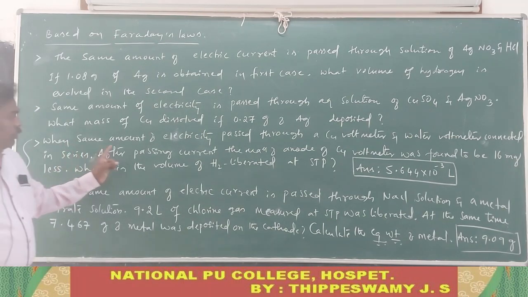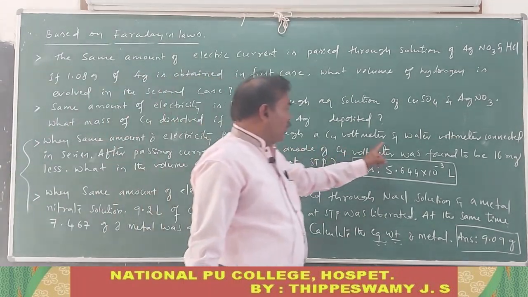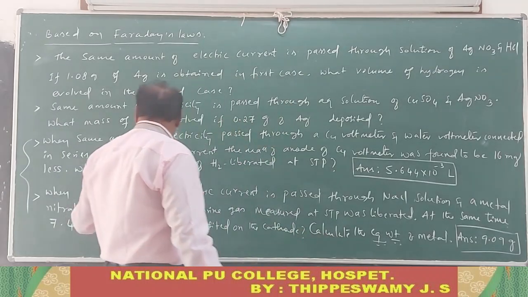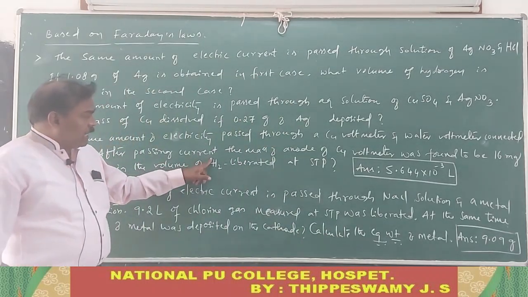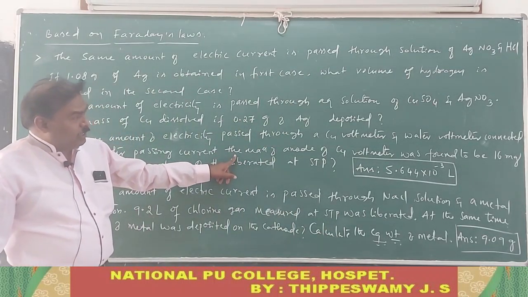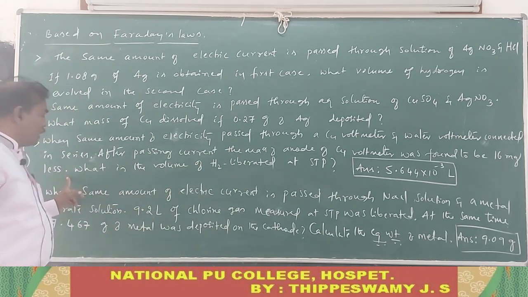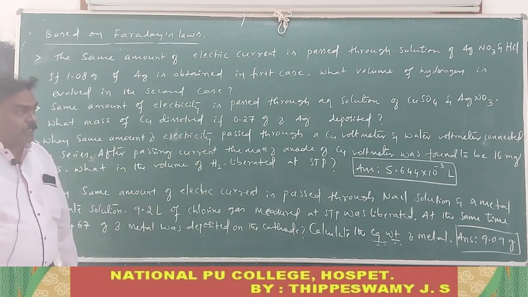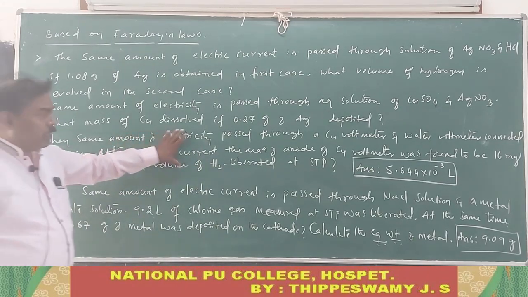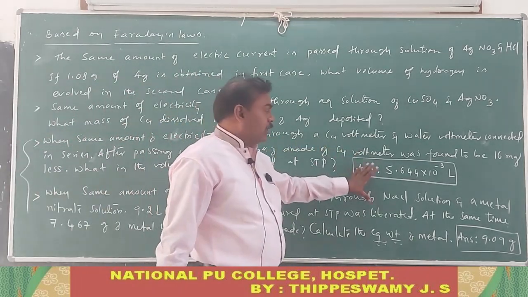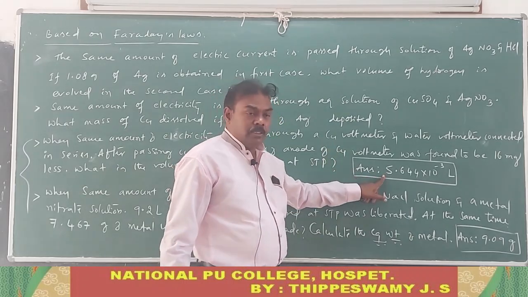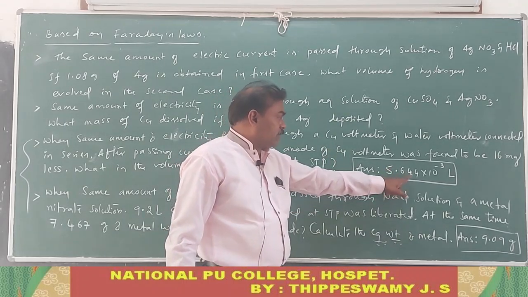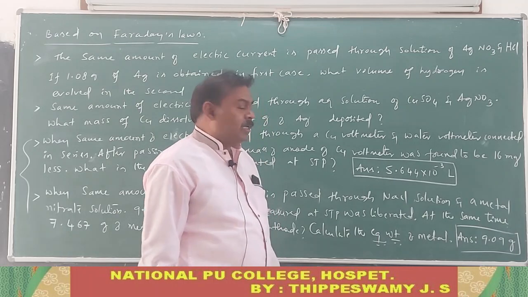When the same amount of electricity is passed through a copper voltmeter and water voltmeter connected in series, after passing electric current, the mass of anode of copper voltmeter was found to be 16 milligram less. What is the volume of hydrogen liberated at STP? It is according to the second law of Faraday's electrolysis only, and I am giving you the answer for this one, that is 5.644 into 10 to the power minus 3 liter.